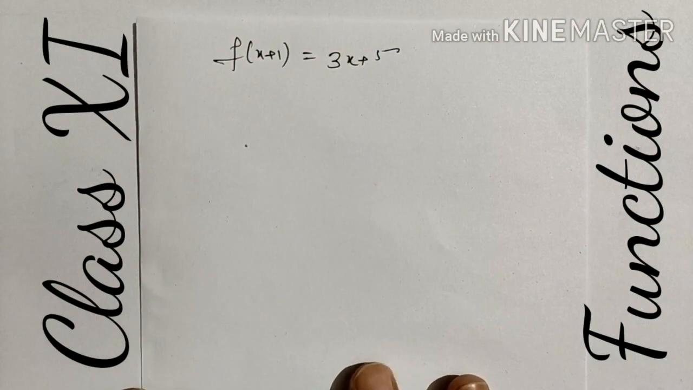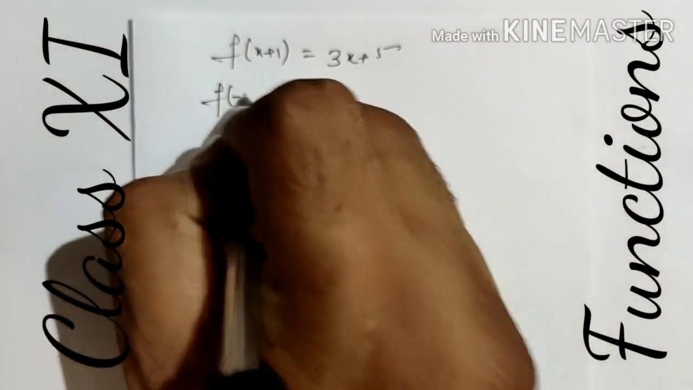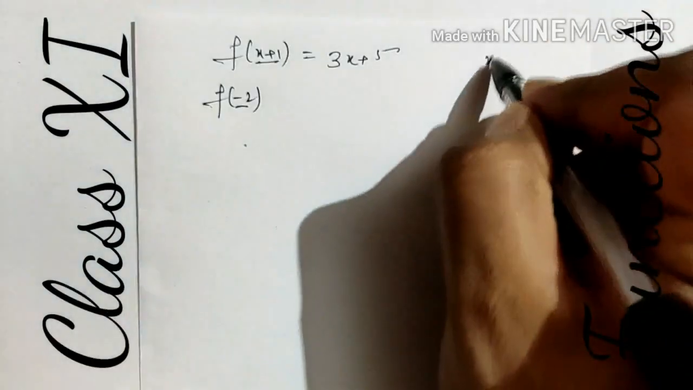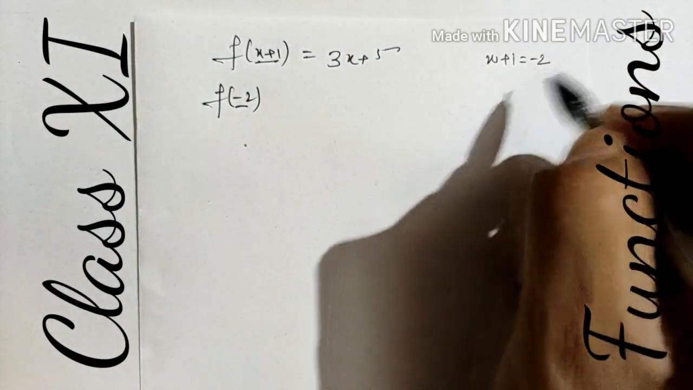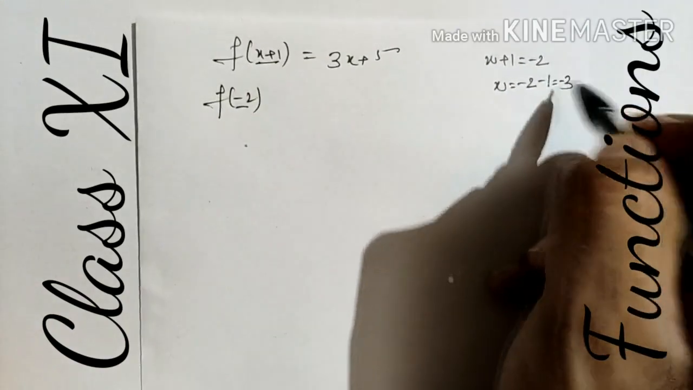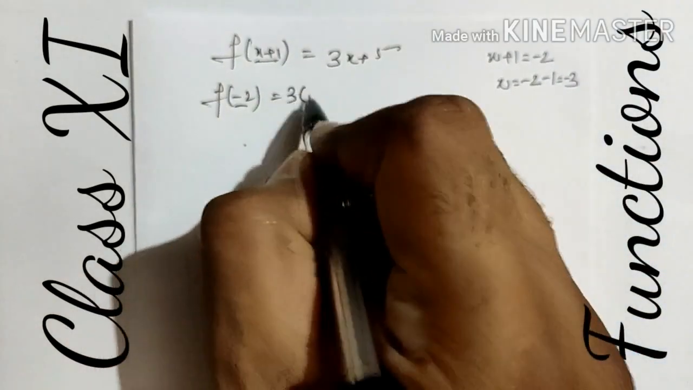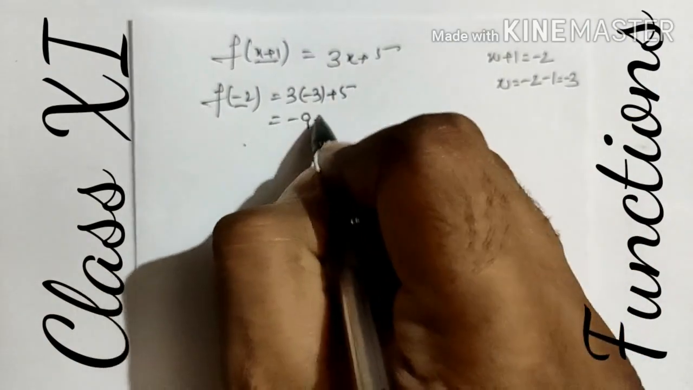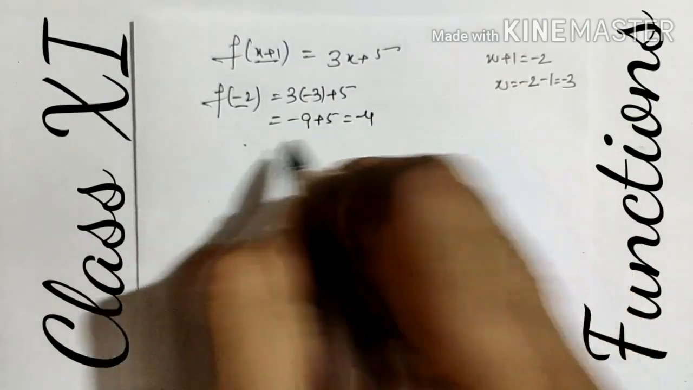This value we have given. We have to find out here f of minus 2. It means x plus 1 should be replaced by minus 2. It means the value of x should be minus 2, by shifting 1 it becomes minus 1, minus 3. So we replace it here first. We get this one. From here, minus 9 plus 5, minus 4.